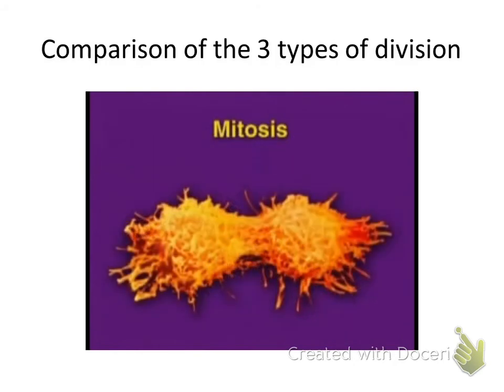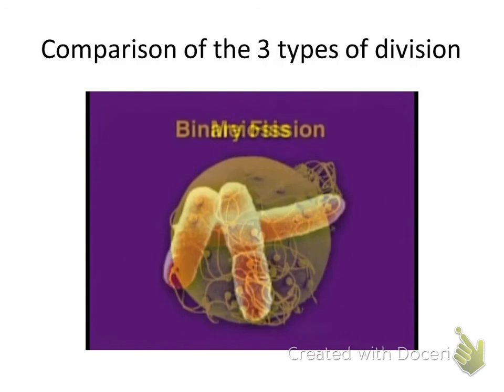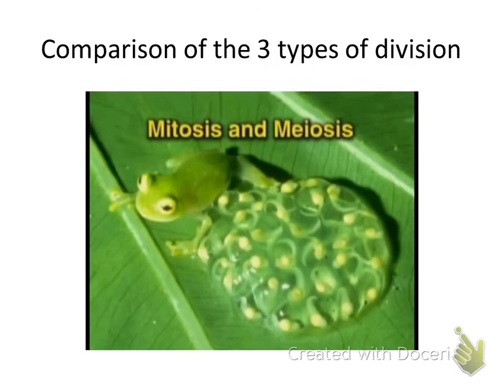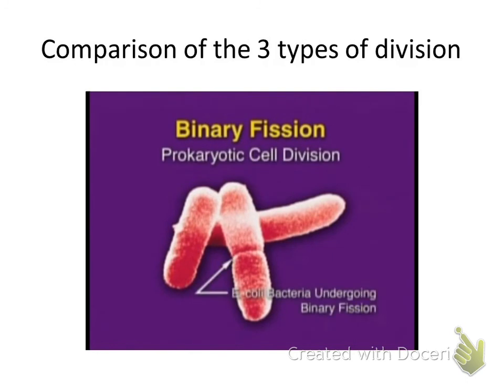Mitosis is one type of cell division. There are two other types: meiosis and binary fission. Mitosis and meiosis are forms of cell division that occur in eukaryotic cells. With the exception of bacteria, all living organisms, plants, animals, fungi, and protists, are composed of one or more eukaryotic cells. Binary fission is the form of cell division that occurs in prokaryotic cells. Prokaryotic cells are also called bacteria.